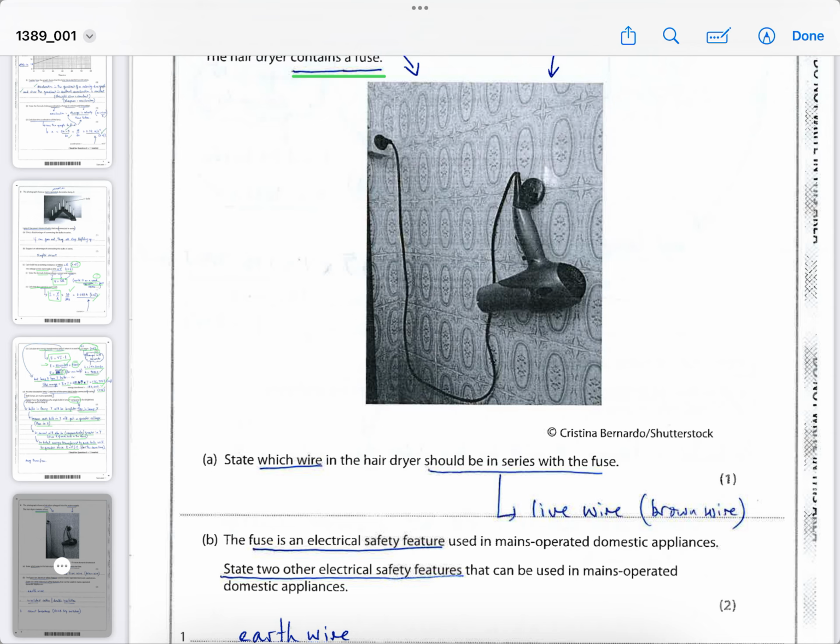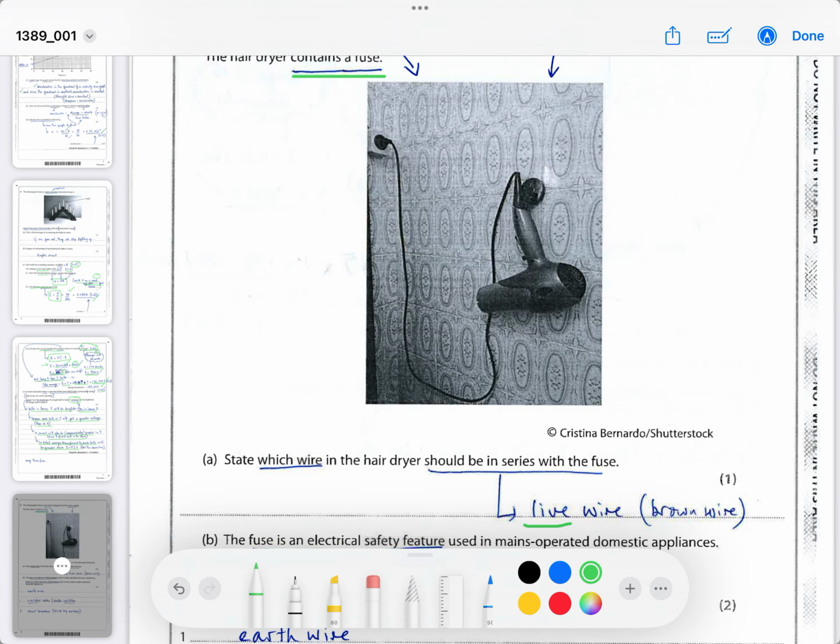And of course you need to know that in the mains you have the live wire, you've got the neutral wire, and you've got the earth wire. Okay, so another safety feature. So the live wire is brown in color, so don't forget to show that you know as much as you can. So I put in brackets. So you want the fuse always to be on the live wire, because the live wire is the dangerous wire. It's the one that's bringing in the current, if you like.